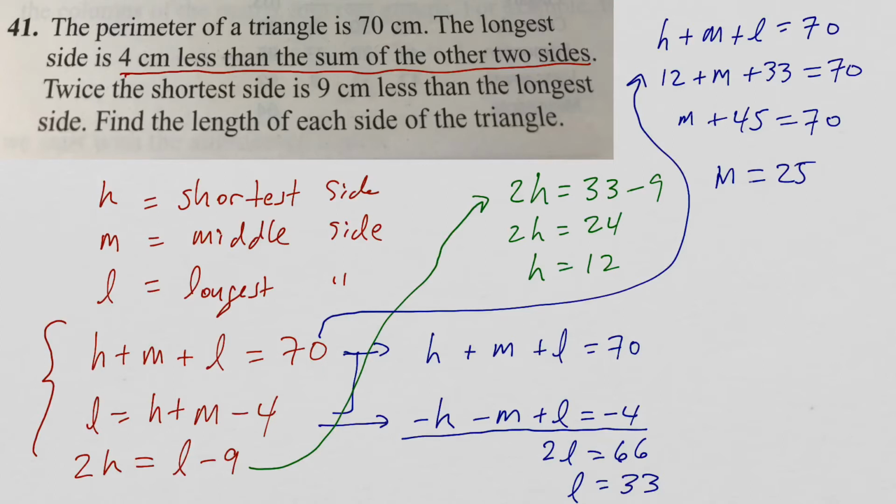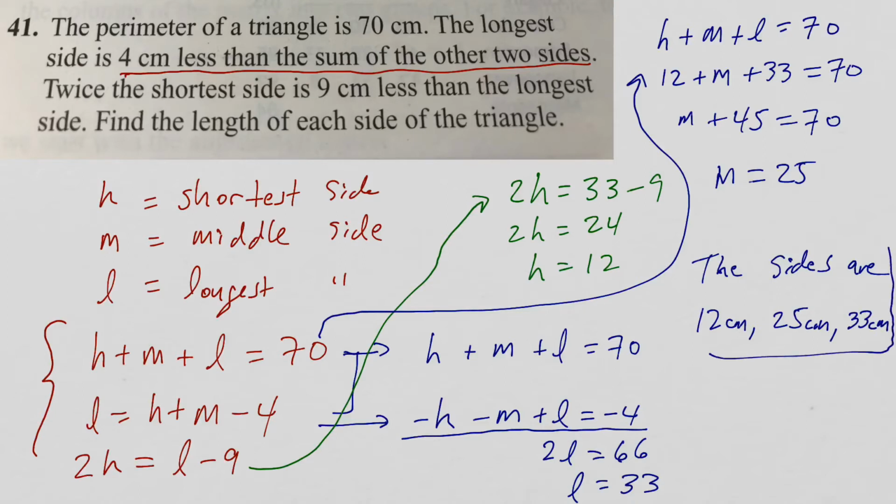So I'm just going to list these sides. The sides are, let's go from shortest to longest: 12 cm, 25 cm, and 33 cm. And it's obvious, you don't have to label like the shortest, middle, and longest. It's obvious what they are once you list them.